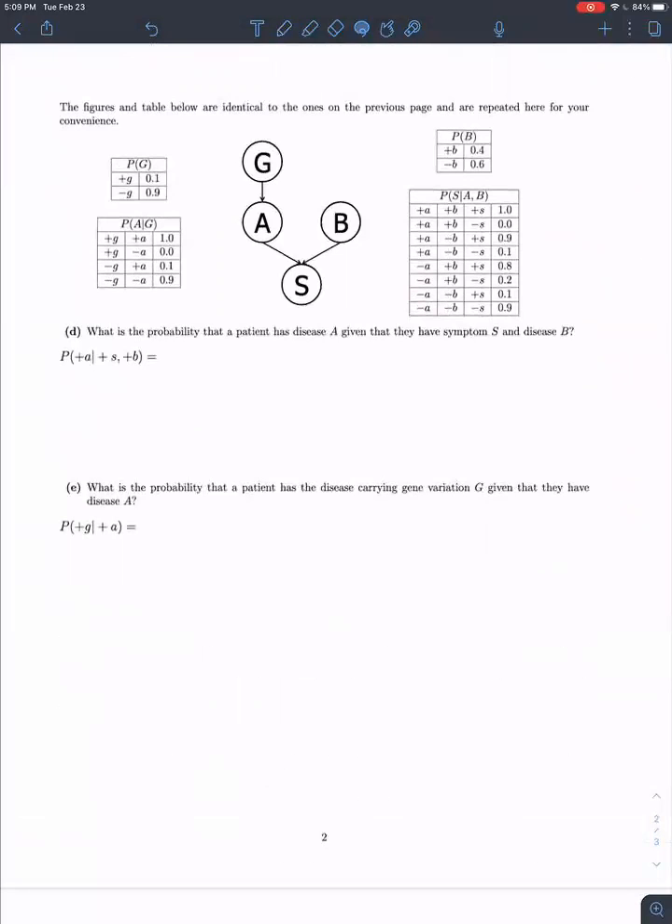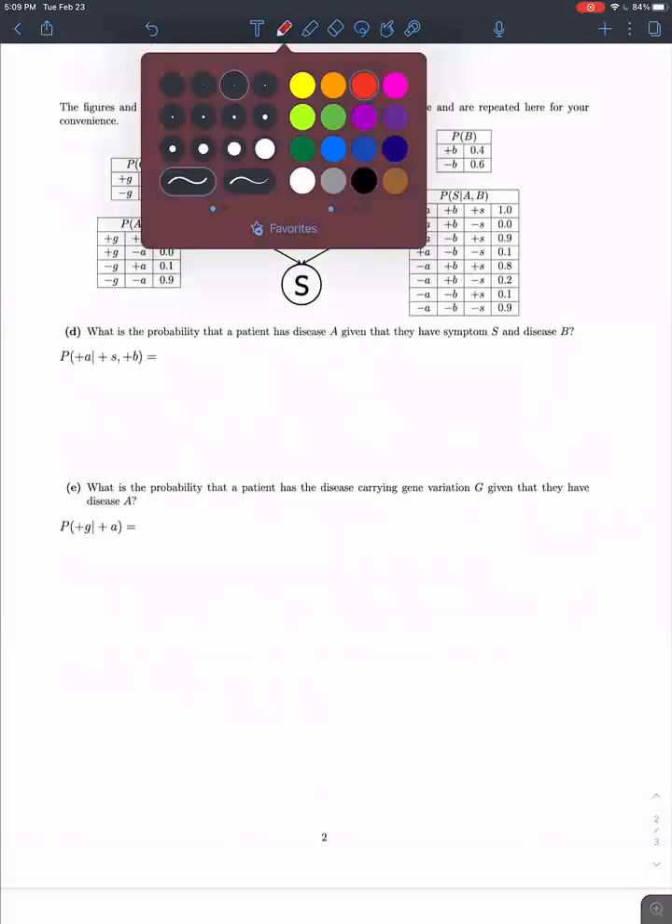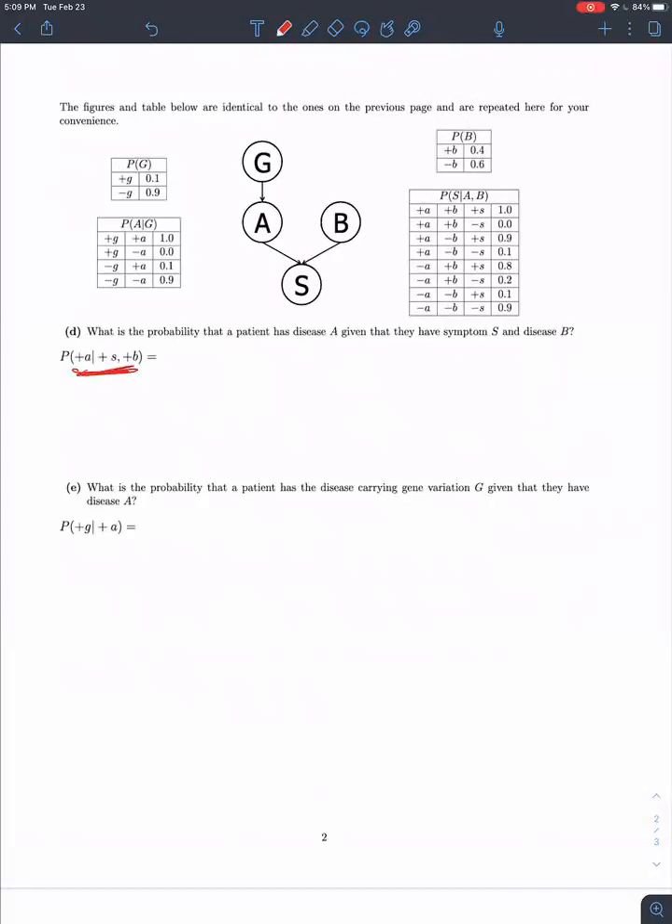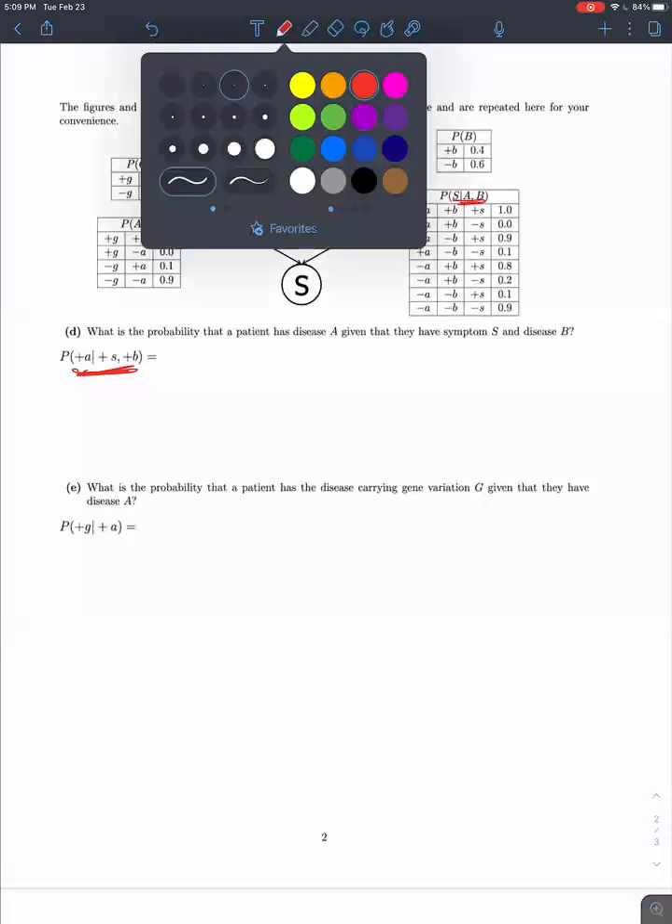Next question, we're going to have a less colorful graph. I'm sorry. And correspondingly, we're going to have slightly trickier problems. So probability that you have A, given that you have the symptom S and you have the disease B. So we've got positive A, positive S, and positive B. But this expression here is A given S and B, and this expression here is S given A and B. So again, we're going to want to massage this to get it to something that we can calculate more easily. So how are we going to do that?